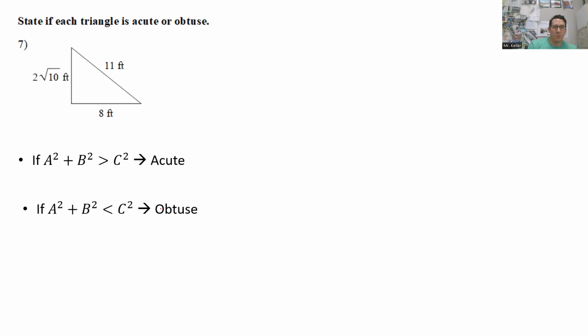So it's either going to be acute or obtuse. And what we're going to look at is whether a squared plus b squared is greater than c squared. If that's the case, it's acute. If a squared plus b squared is less than c squared, that means it's obtuse.